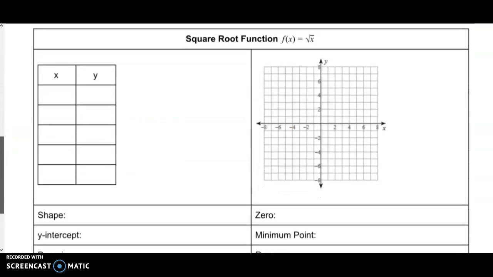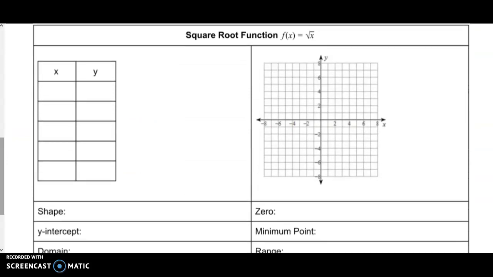All right, our next one is our square root function. We are picking perfect squares. So the square root of 0 is 0. The square root of 1 is 1. The square root of 4 is 2. The square root of 9 is 3. And the square root of 16 is 4.